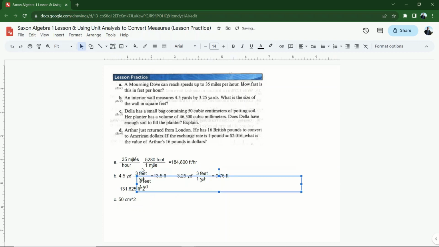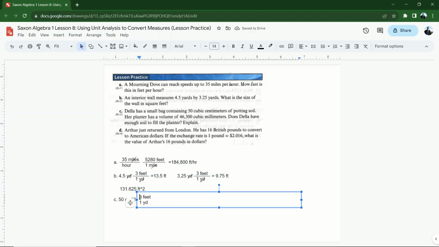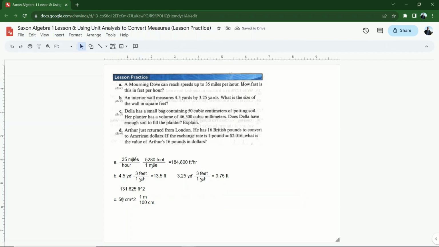The first thing I'm going to convert is from centimeters. I know there's 100 centimeters in a meter, or 1 meter per 100 centimeters. This means that I'm dividing. Whenever I have a number on the bottom like this, I'm dividing. So I'm going to start by doing 50 divided by 100. And that's going to give me the amount in meters.